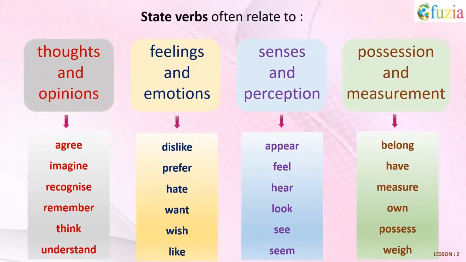State verbs often relate to thoughts and opinion, like agree, imagine, recognize, feeling and emotions, like dislike, prefer, hate, want, senses and perception, like appear, feel, hear, possession and measurement, like belong, have, measure, own, possess. So, moving on.